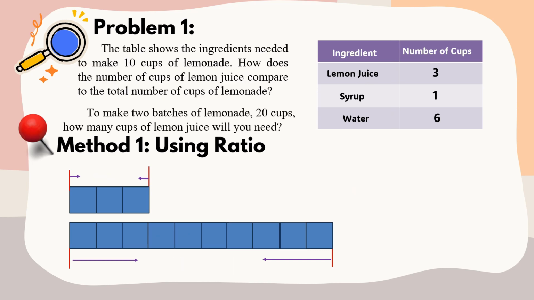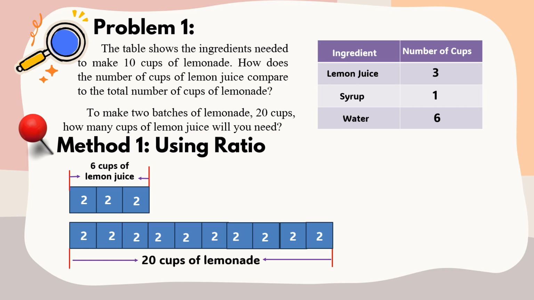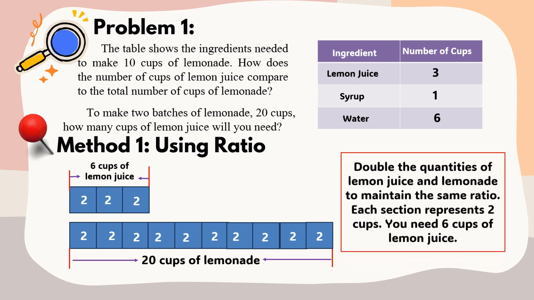To make 2 batches of lemonade, which is 20 cups, how many cups of lemon juice will you need? Okay, let's take a look at the illustration. Double the quantities of lemon juice and lemonade to maintain the same ratio. Each section represents 2 cups. You need 6 cups of lemon juice.